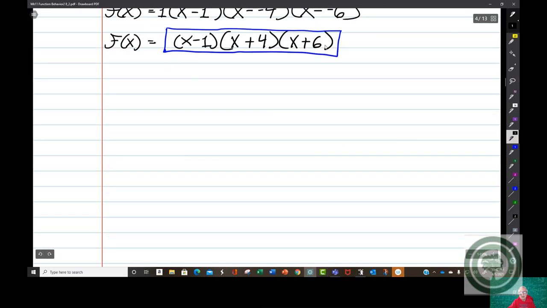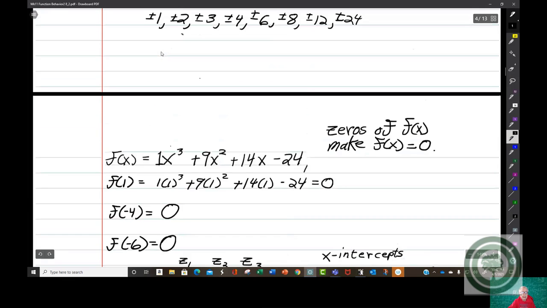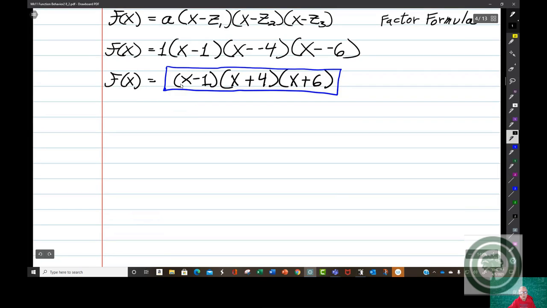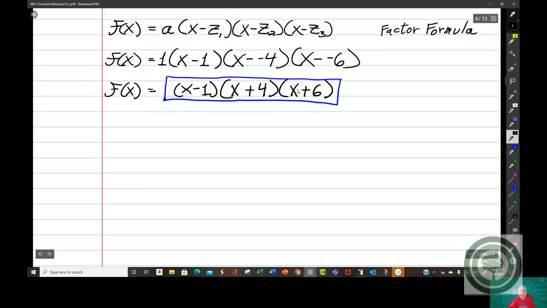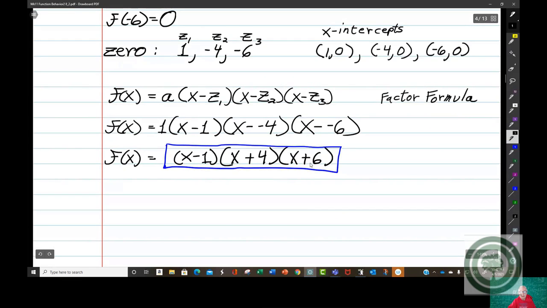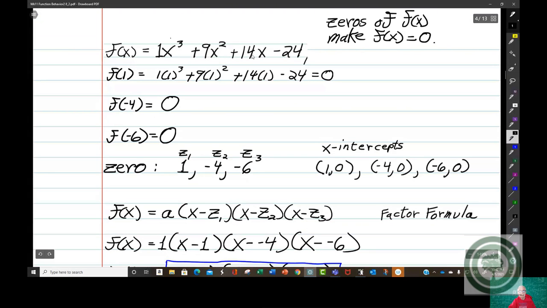And this is the factorization. Because A, the leading coefficient, is 1, we're done. There's the factorization of this. And if we multiply these factors together, we will get this.